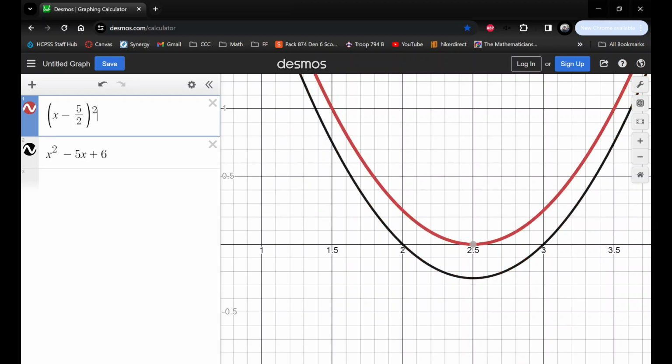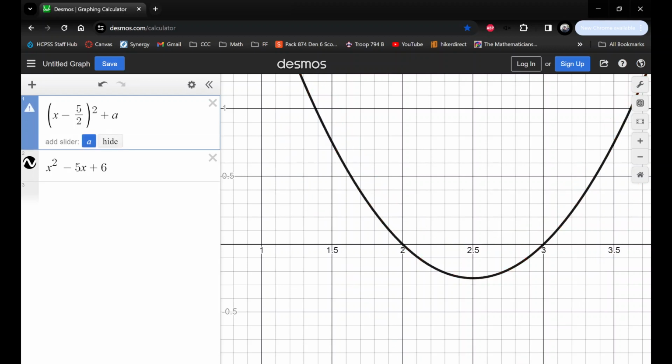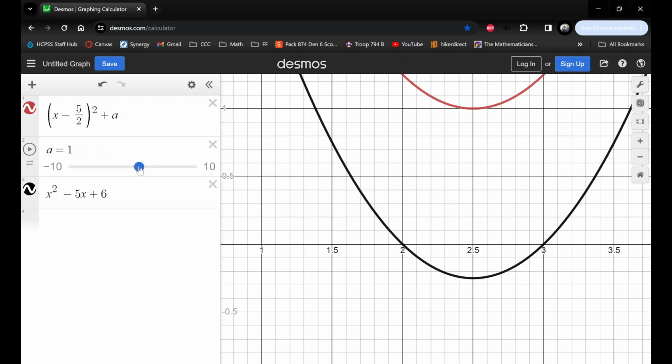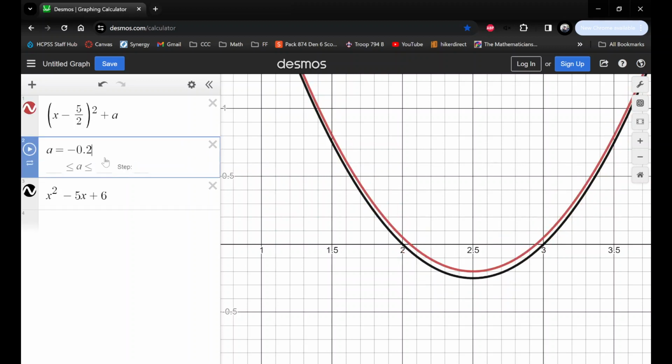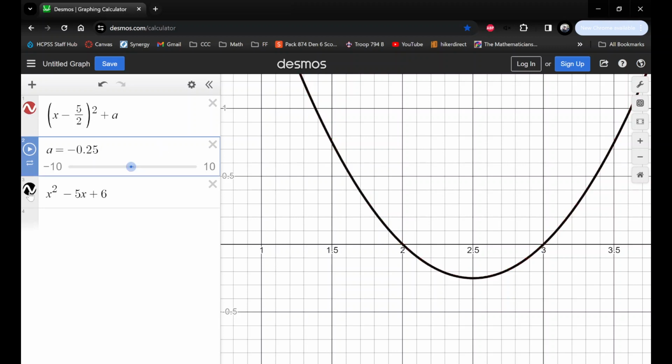And you can see if I put a plus a right there and make a slider for a, when a is 0, there's my red graph. And as I make a smaller, all I'm doing is bringing it down so that it gets right to it, but it's going to skip over it because it's a fourth. But if I make it negative 2.5, nope, negative 0.25, there we go. It lands right where it's supposed to, and you can see they're the same thing.